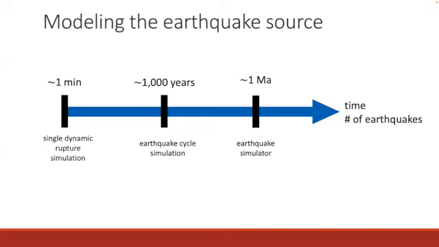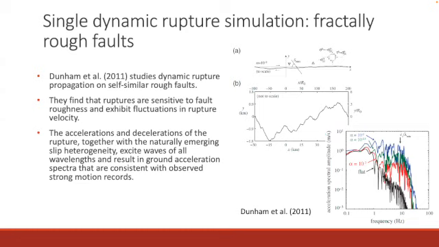Next, I'll provide an overview of some of the findings from each category of model. Here I'm showing results from a study on the effect of a fractally rough fault on a dynamic rupture. Dunham et al. 2011 found that ruptures are sensitive to fault roughness, and that fault roughness produces accelerations and decelerations of the rupture, which, together with the naturally emerging slip heterogeneity, excites more high-frequency waves than a smooth fault, resulting in ground acceleration spectra that are more consistent with strong motion records.